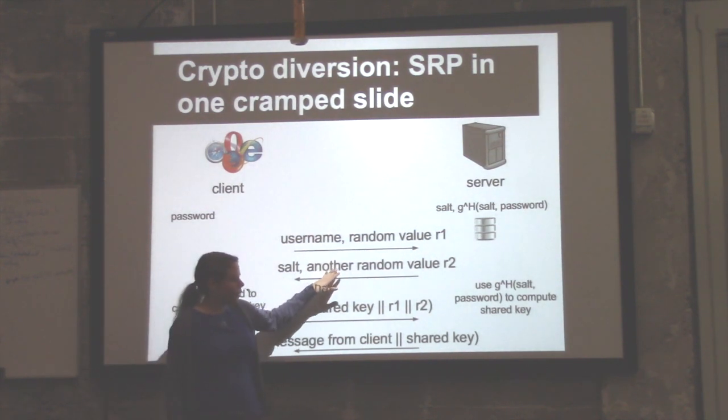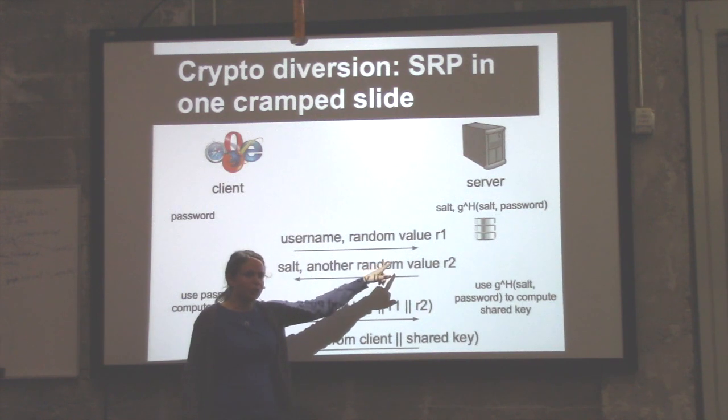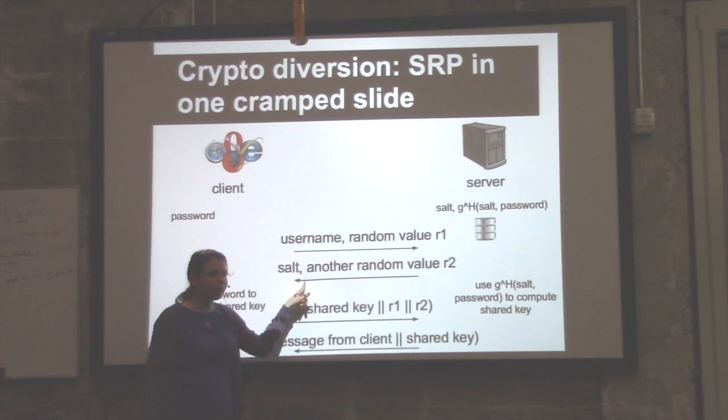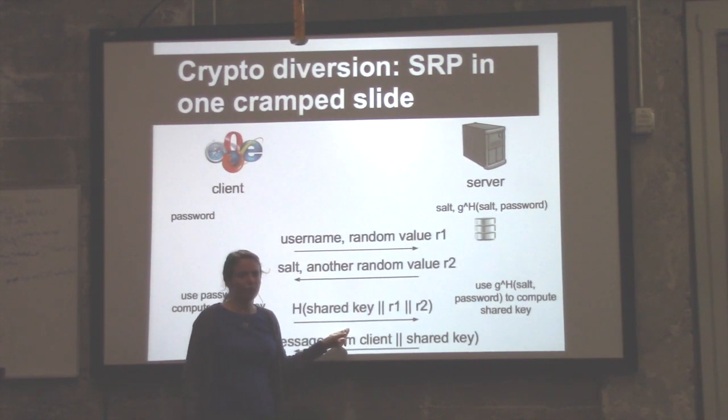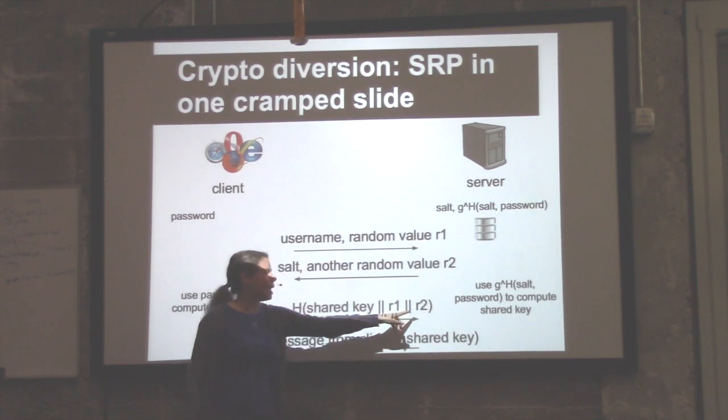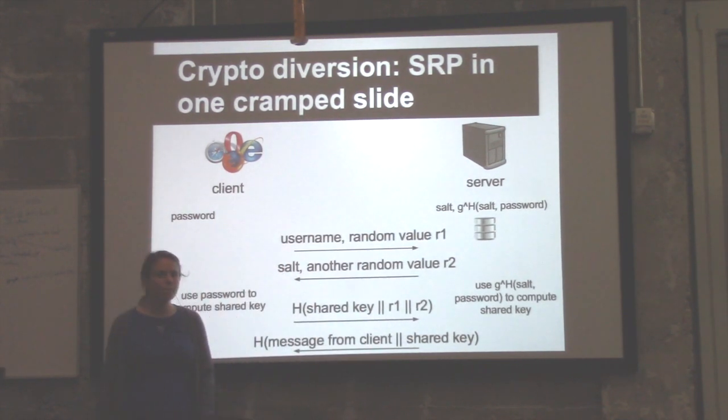If you add in this random value, then when I try to replay the messages, the second time the server would send back a second random value, and I would no longer have a valid hash of that random value. If I don't have the password, I can't compute the shared key, and I can't compute the hash with the server's challenge in it. So that's a very high-level, intuitive feel for its security properties.